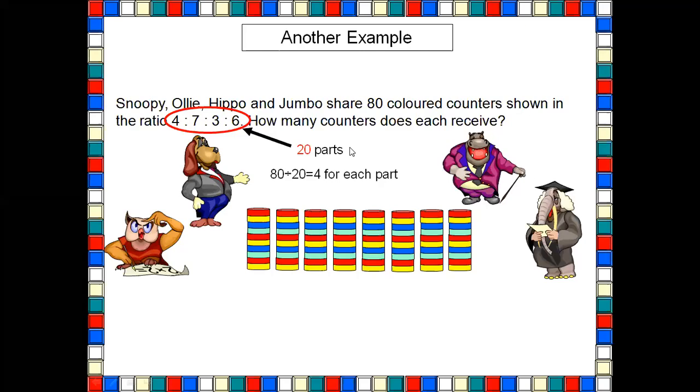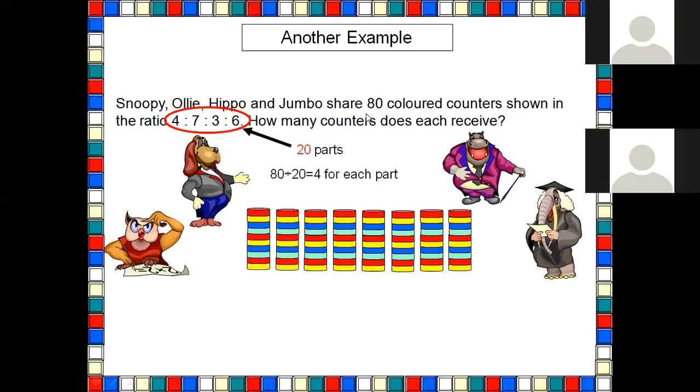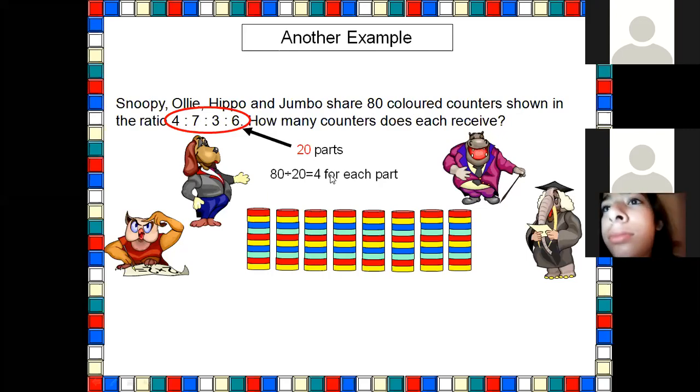Okay, now first of all, we should know the total number of units from the ratio. You add them all, 4 plus 7 plus 3 plus 6, you get 20. Since we have 20 parts, we need to divide our quantity, 80, which is the counters, by the total number of parts, 20. So this is 80 divided by 20. You can easily cross the common zeros. So 8 divided by 2 equals 4. What do we mean by that 4? 4 is for each part in the ratio.